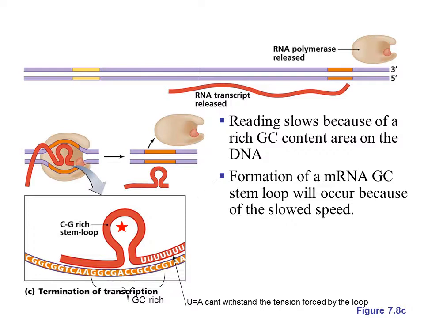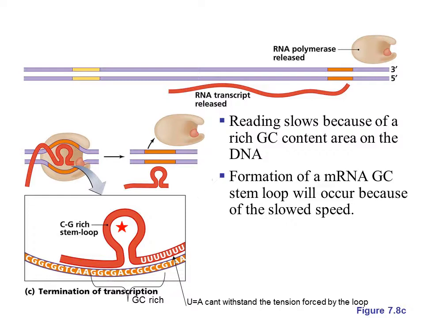Whenever the TIC complex encounters a GC rich area, remember, three hydrogen bonds hold G to the C. So if I have 20 G's and 20 C's, when the TIC complex arrives at that location, it's going to slow down from 50 nucleotides per second to maybe 10 nucleotides per second. So the formation of a mRNA GC stem loop will occur because of this slowed speed.